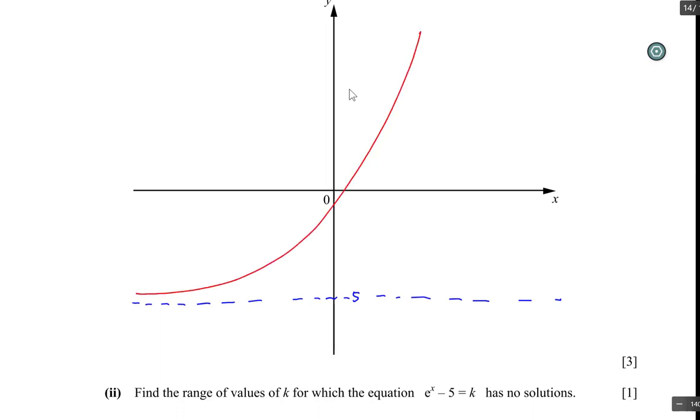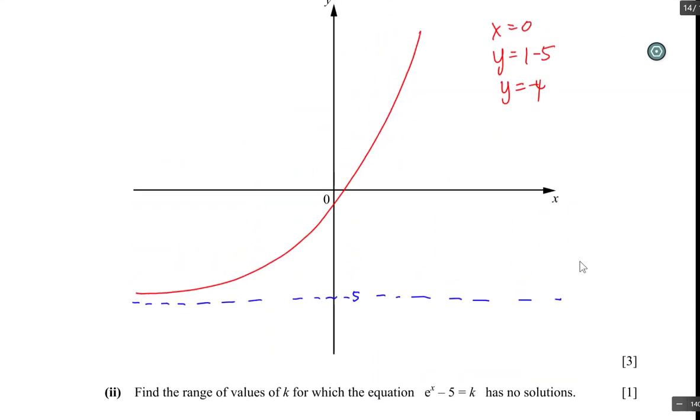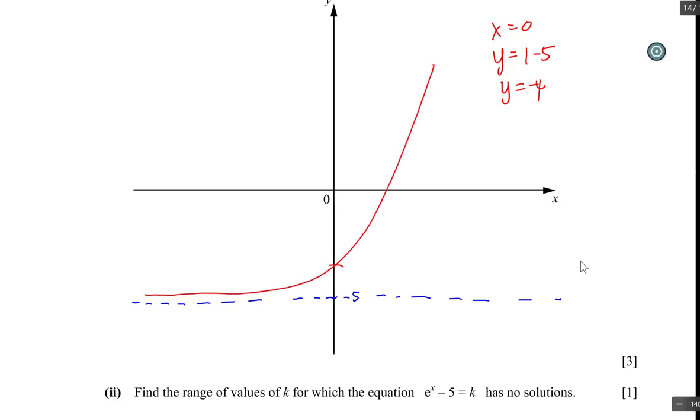And then I will need to find my y-intercept because they want it to cut the coordinate axis. So I will do when x equals 0. When x equals 0, e^x gives 1, so y equals 1 minus 5, y equals negative 4. Then I will redraw a little bit because this one doesn't seem like negative 4. It's kind of closer to this one. Okay, touch at negative 4.